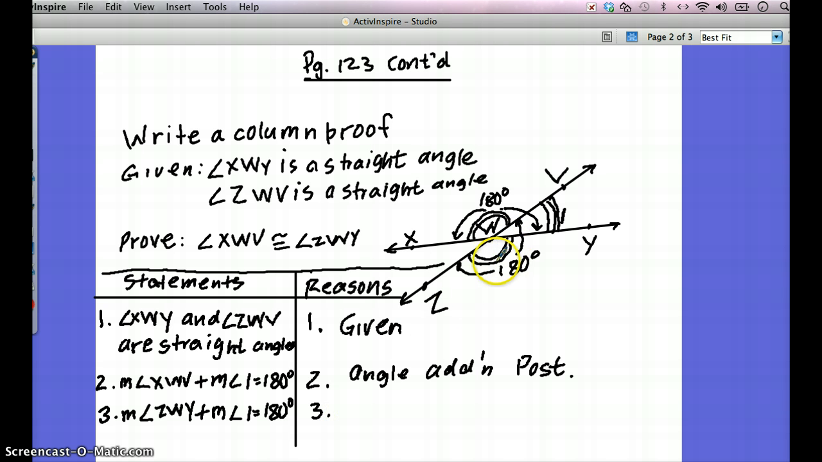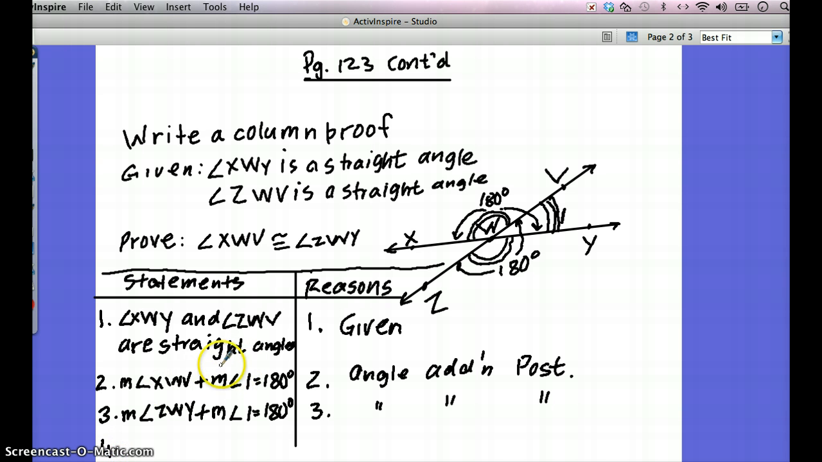These two angles here again, ZWY plus measure of angle 1, are on this line, 180, and we could say angle addition postulate, or we could say a linear pair of angles are supplementary. Either way. So now, watch carefully as we finish this off with a couple more steps.